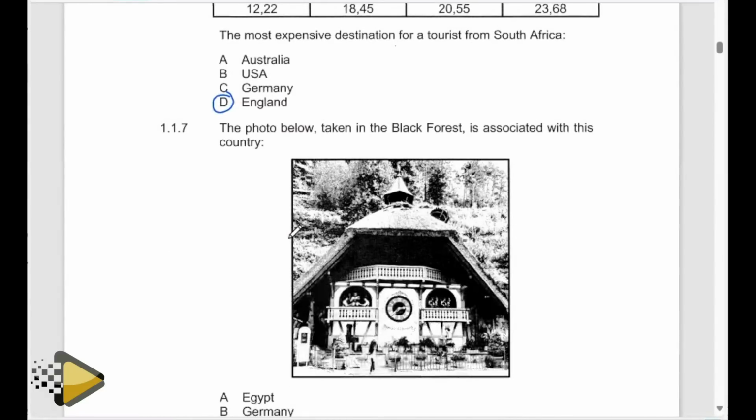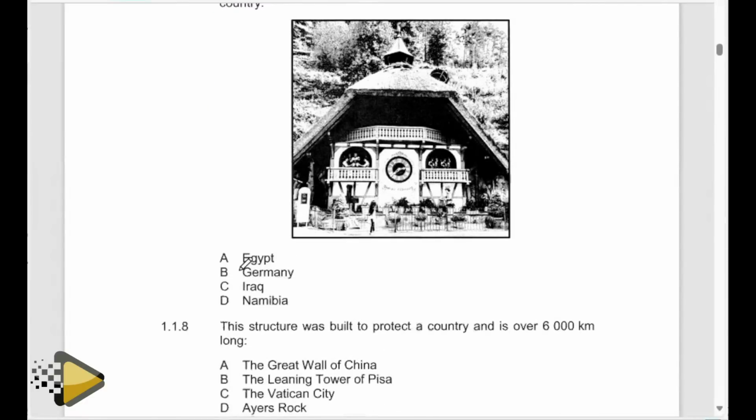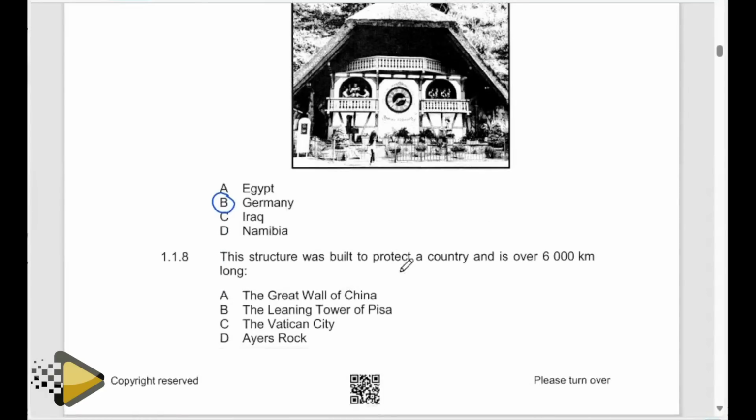Then we have 1.1.7. The photo below taken in the Black Forest is associated with this country. The Black Forest is associated with Germany. Black Forest is an icon located in Germany. 1.1.8, this structure was built to protect a country and is over 6,000 kilometers in length. The structure is known as the Great Wall of China, which is letter A. So the Great Wall of China is the correct option.